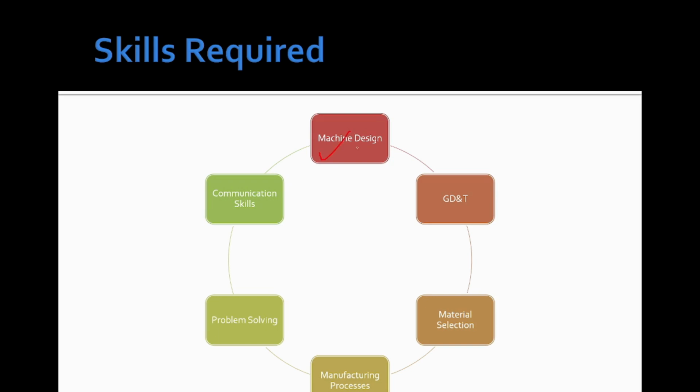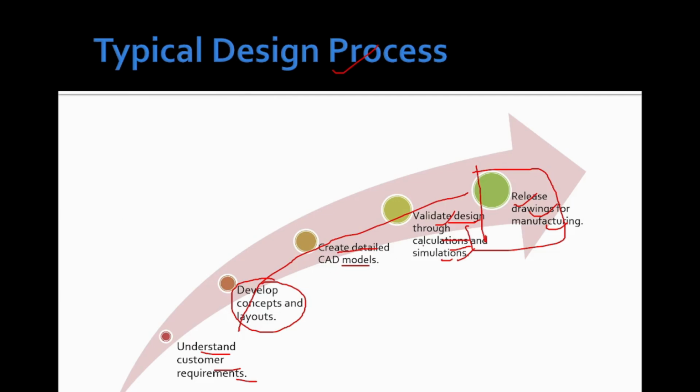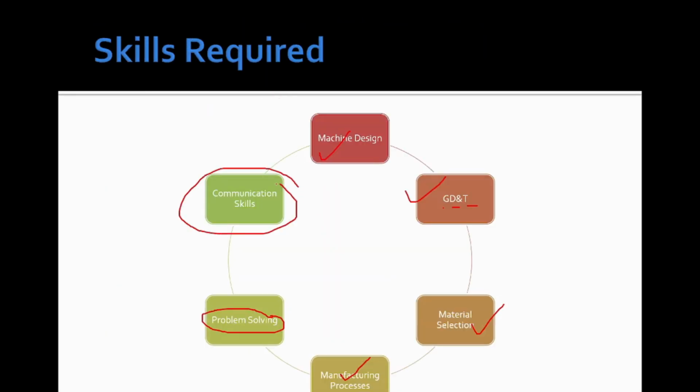Of course, we must know about machine design. We must know about GD&T, geometric dimensioning and tolerancing. We must know about material selection. We must know about manufacturing processes. We must have problem solving skills, with the help of which we will be able to validate the design and make the concepts and layouts. Also communication skills, because we need to communicate with the customers and with our manufacturers. So we need to communicate with both.